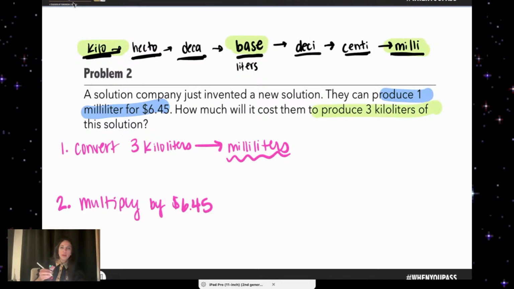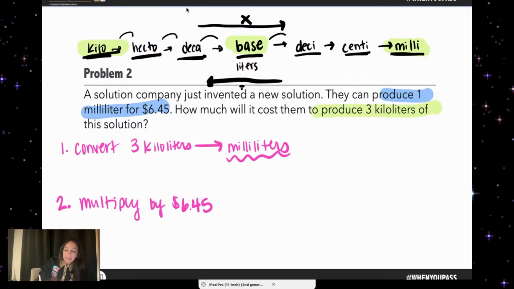And so when I'm going in this direction, I'm going to multiply. And when I'm going in this direction, I'm going to divide. And each of these is by 10. So I'm multiplying by 10 or I'm dividing by 10, right?